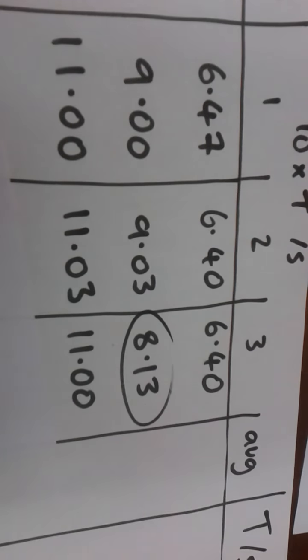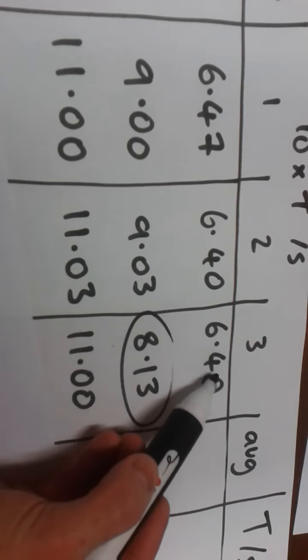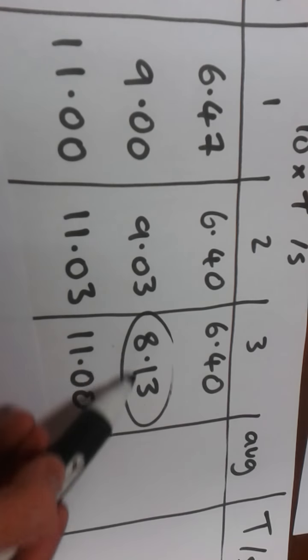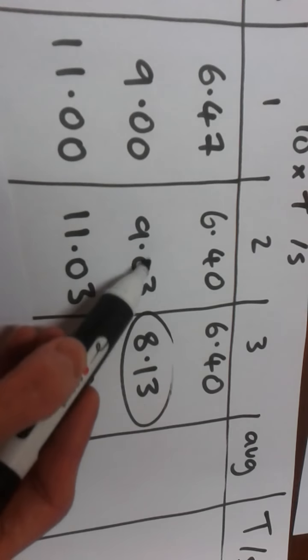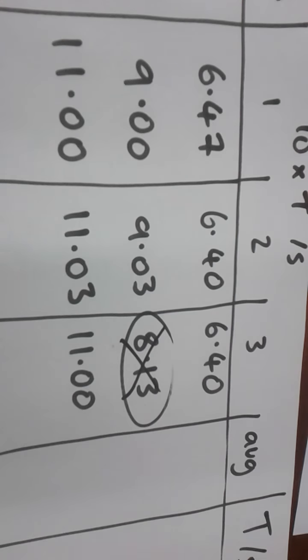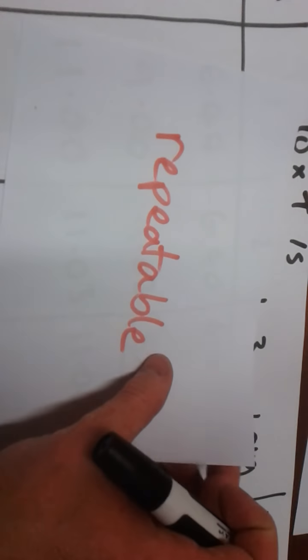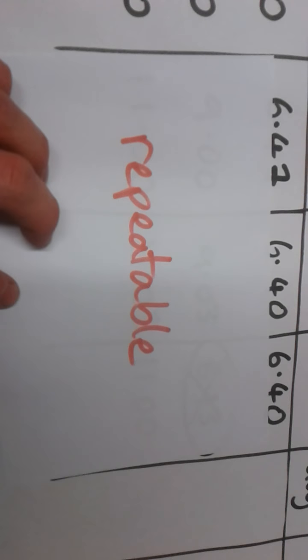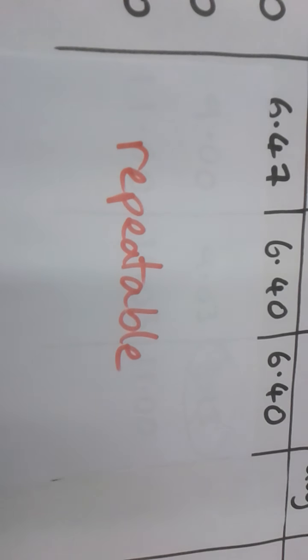Okay, so when I'm averaging these, here I would compute the average of these three numbers and put it in my average. Here, because this one's an anomaly, I'll just average these two and ignore this one from my average. Okay, so getting back to the repeatability thing, if a measurement is repeatable, if you do it several times, you get a similar answer each time.